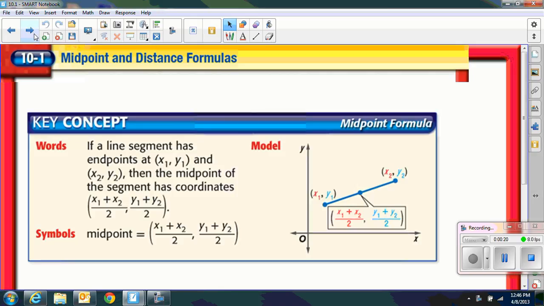Alright, starting off with the midpoint formula. If a line segment has endpoints at x1, y1, and x2, y2, then the midpoint, the point that's exactly in the center, has the coordinates (x1 plus x2 over 2, y1 plus y2 over 2). We're simply taking the average of the x's, average of the y's, and that represents your midpoint.